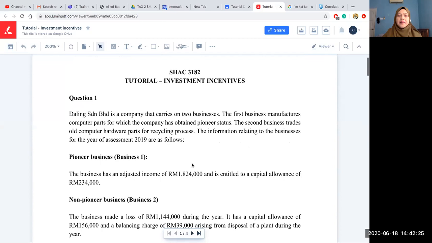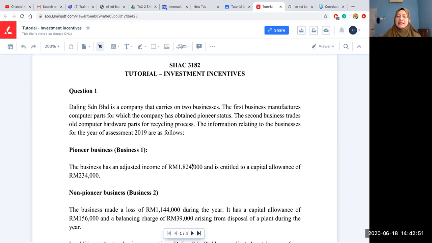Today we are going to look into tutorial questions for pioneer status. As a recap, we have covered pioneer status in the last class. Pioneer status is a kind of tax incentive given to companies that qualify certain conditions. Most likely the company that produces promoted products or is involved in promoted activities is eligible to apply for the tax incentive under pioneer status.